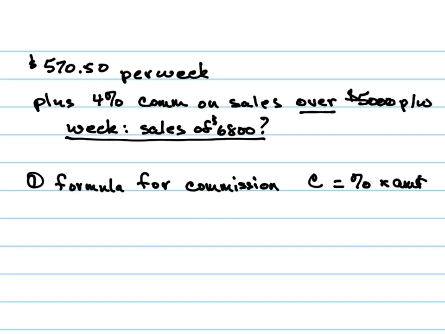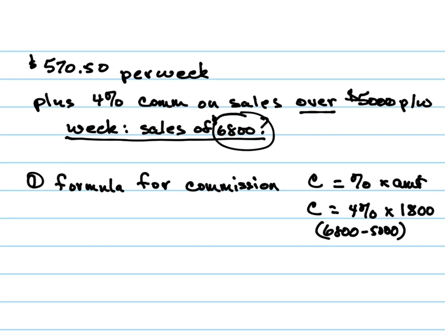Well, in this case, the percentage he gets is 4%. But he doesn't get commission based on the entire $6,800. He gets the commission based on $6,800 minus the $5,000 base. So 6,800 minus that means that he's only earning commission on the $1,800 above the original 5,000. So you have to subtract that base out. Second, so we substituted that and did the math.